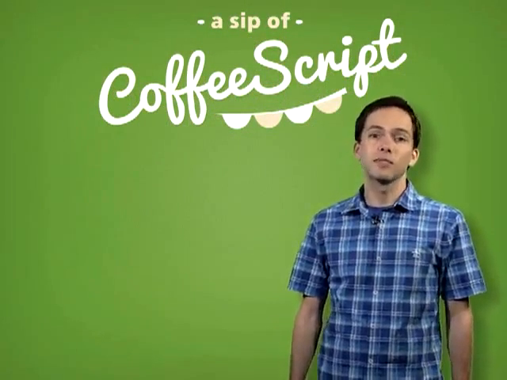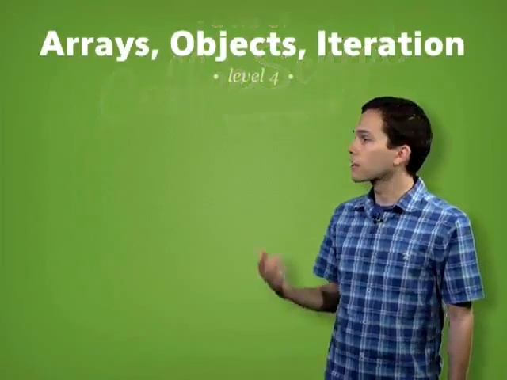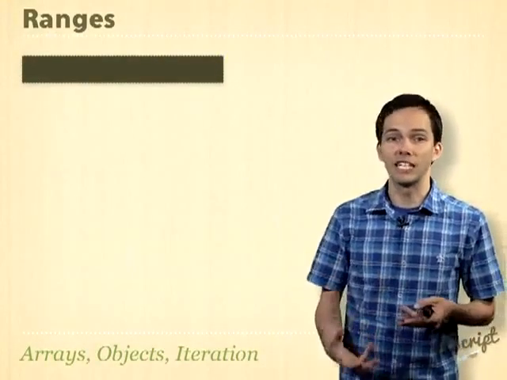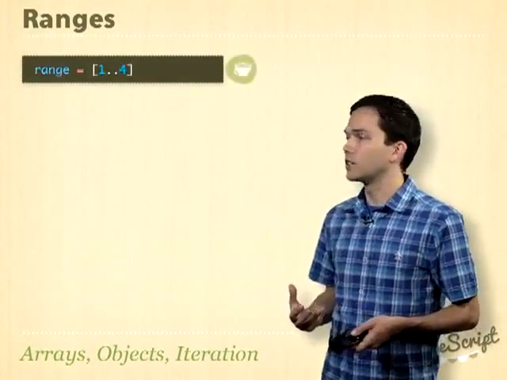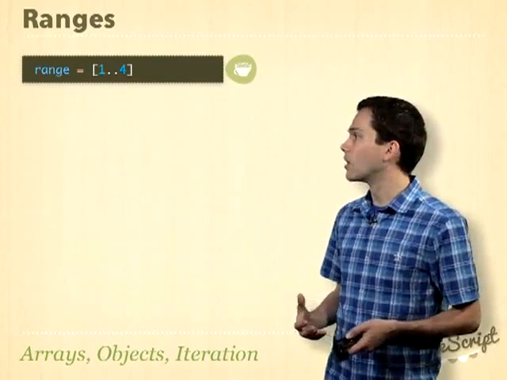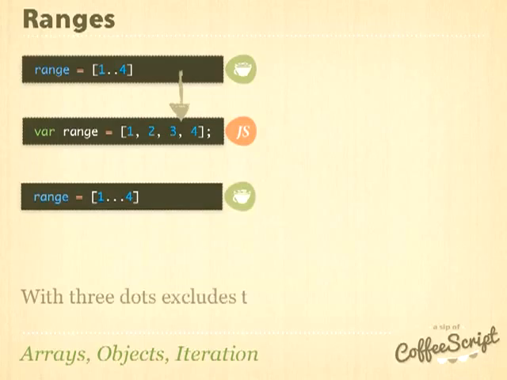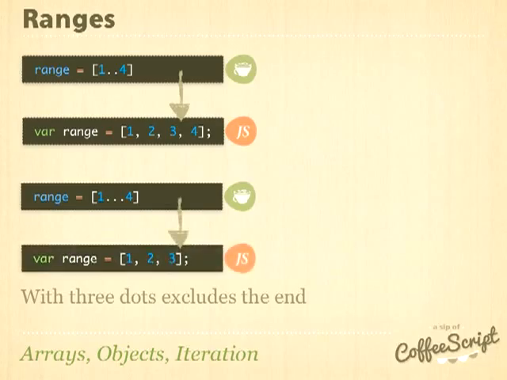Alright, you're halfway done with the course. Now we're on to level 4, where we're going to be talking about arrays, objects, and iteration. So in CoffeeScript we have these things called ranges, right? So we can say range 1..4, and that's going to translate into the JavaScript of just 1, 2, 3, 4 in an array. We can also say range 1...4, so that's 3 dots, which is going to give us an array with everything but the last item. So it's just going to be 1, 2, 3 in JavaScript.